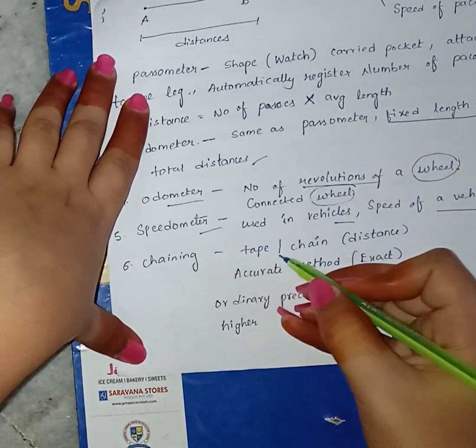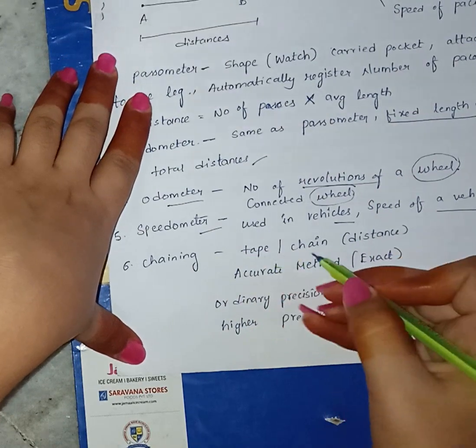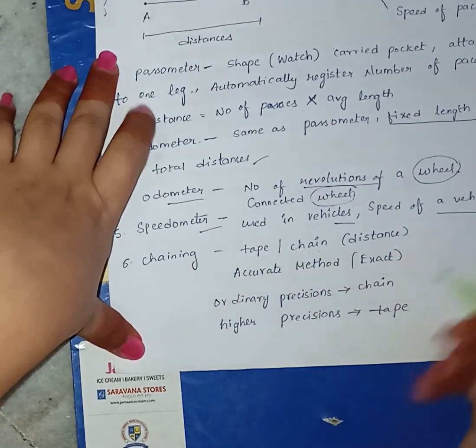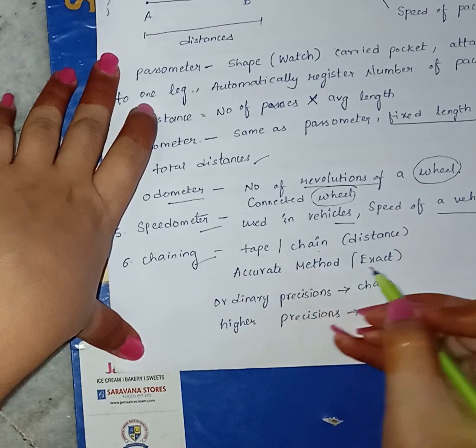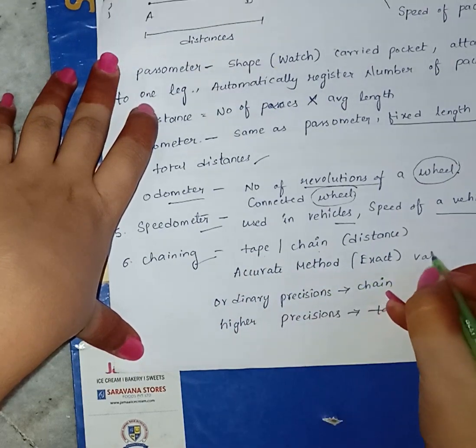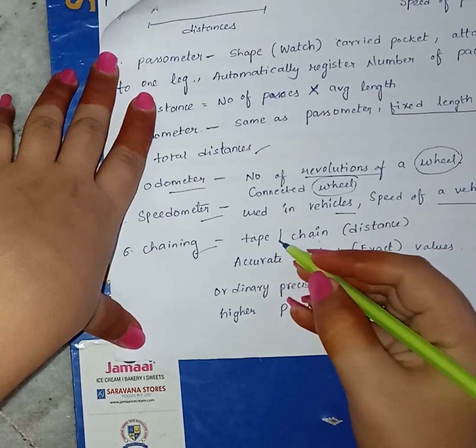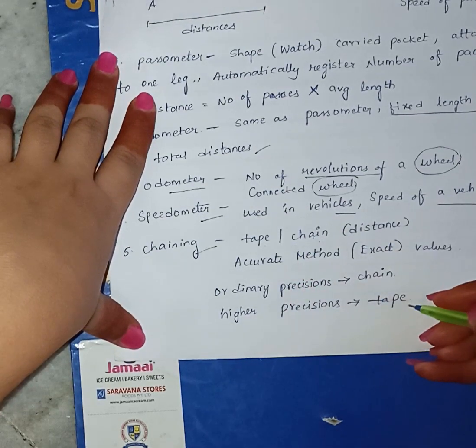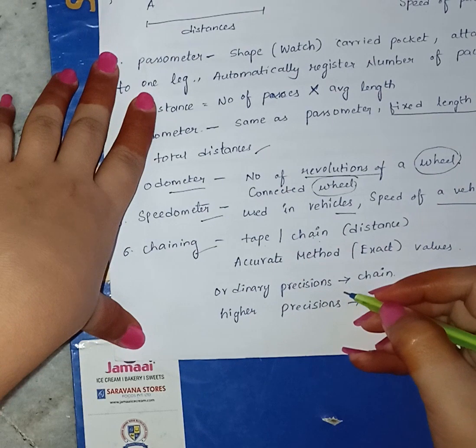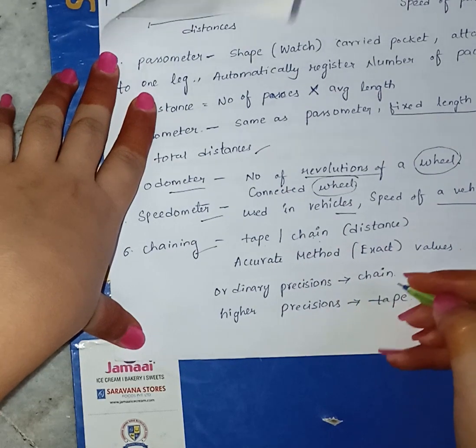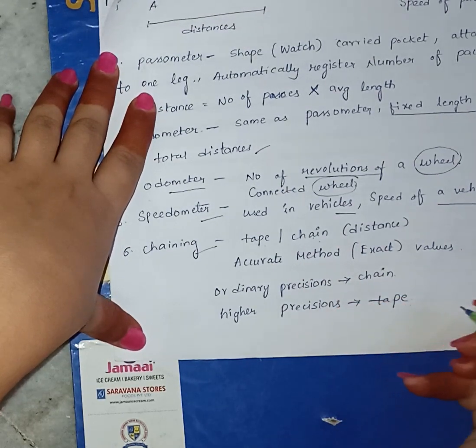Next, chaining. Chaining can be done in two ways, by using a tape or a chain. This chaining is a very accurate method because it gives the exact values. We use a chain for ordinary precision and calculations, and a tape for higher precision and calculations.